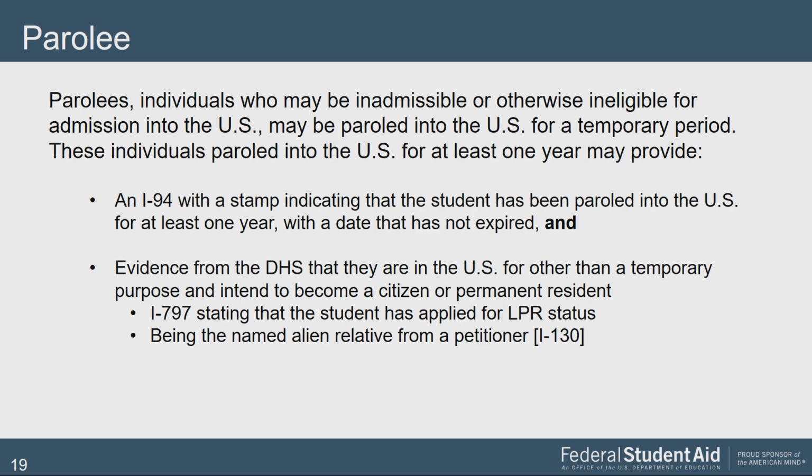A Notice of Action is simply a document that the Department of Homeland Security gives to an individual that has petitioned for a status or a status has been confirmed, and it's showing that the Department of Homeland Security has taken some sort of action on that petition or application. And their I-797 would simply show that they have filed an application for lawful permanent residency. And one additional item about parolees is generally, there's an expiration date on their immigration documentation. After that documentation expires, they're no longer eligible for a disbursement of federal student aid.